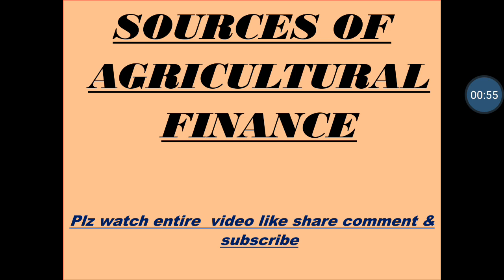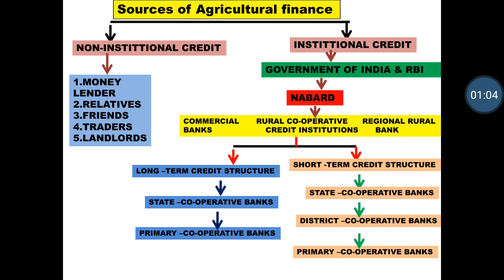Now what are the sources of finance? How can a farmer get the funds? That we are going to do in this video. So there are two main sources of agriculture finance: non-institutional credit and institutional credit. Non-institutional credit is classified into various parts, or we can say it is not under the control of or covered by RBI and NABARD. So from where can they get the funds? Who are the heads and owners of non-institutional credit? These are money lenders, relatives, friends, traders, landlords, etc.